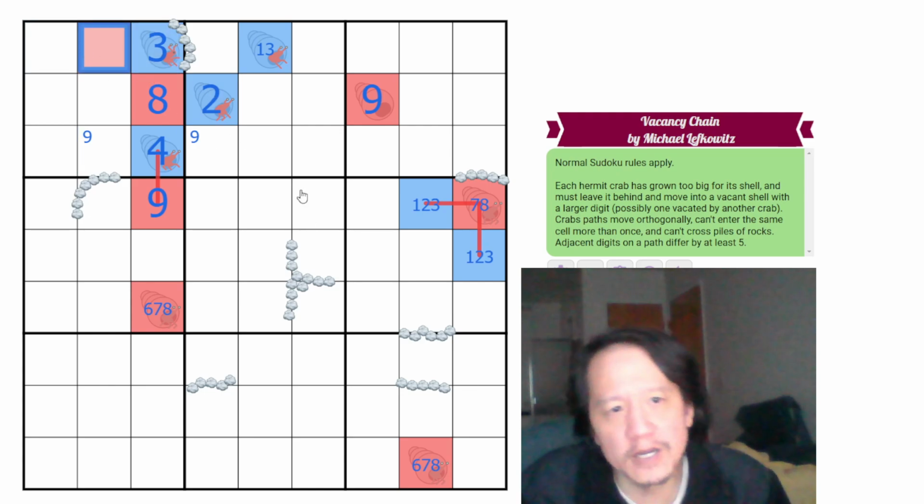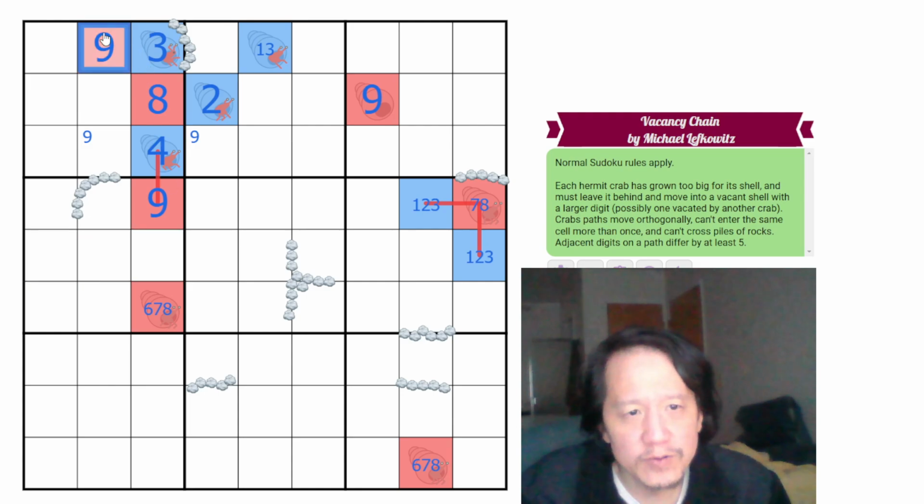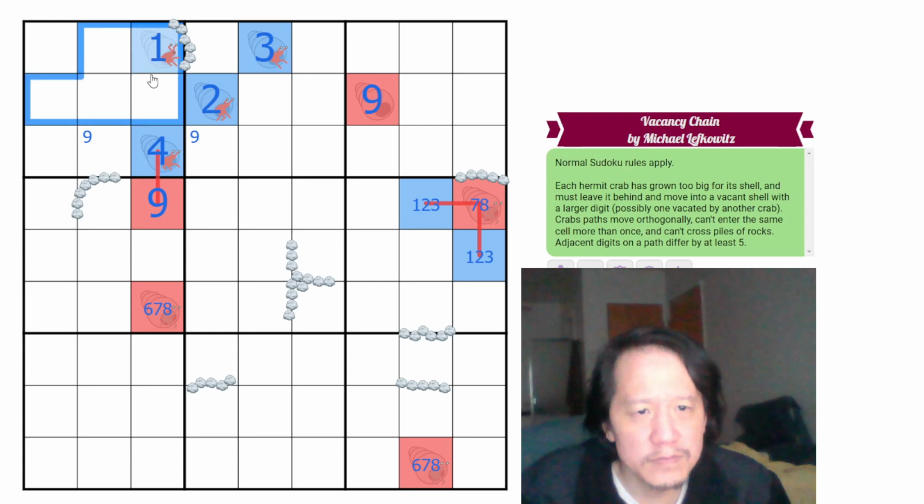This would have to be 9. But the problem is it can't go... We tried going down. That didn't work. And if we go that way, this would have to be 9. And that doesn't work. So this cannot be 3, which means this is 1, and this is 3. So the 2 enters in one of these two. I guess the 3 could go here, too. The 1... Can it even go that way?